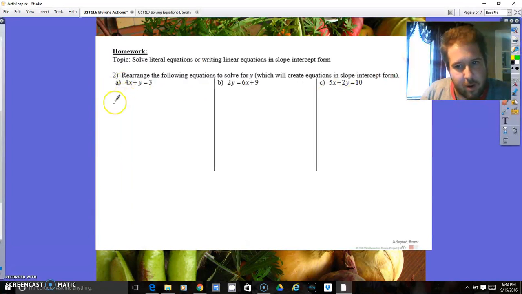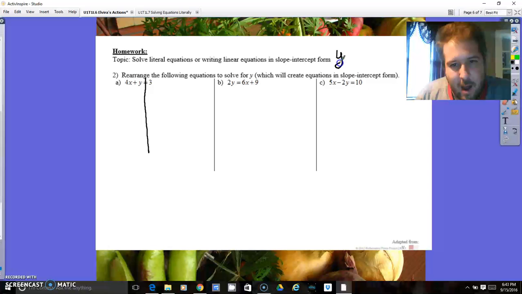All right, so the homework, what most of you are waiting to see. Here it is. So we're trying to solve. Let's read the directions. Solve each literal equation, or write each literal equation in slope-intercept form. All right, so slope-intercept form means y equals mx plus b. I'm sure some of you probably YouTubed that just to see what it was. That's what it is. Y equals mx plus b.